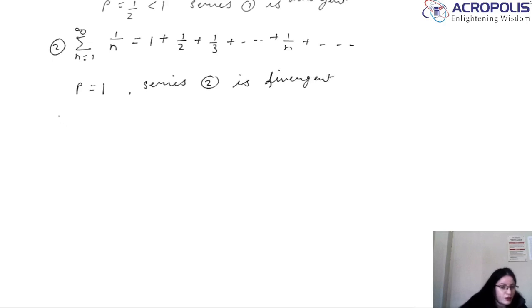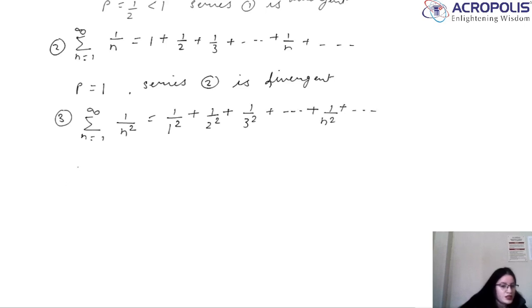Let us take one more example. Summation n equal to 1 to infinity 1 by n to the power 2, or 1 by 1 square plus 1 by 2 square plus 1 by 3 square plus 1 by n square, and so on. In this series, the value of p is equal to 2, which is greater than 1. Then series 3 is convergent.